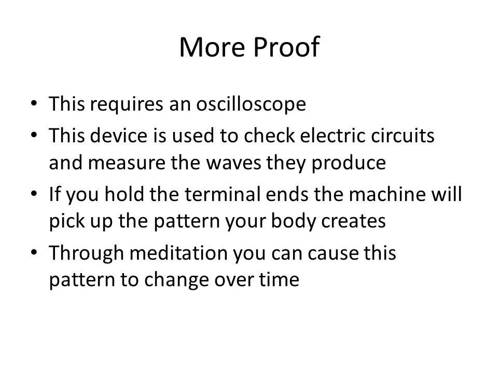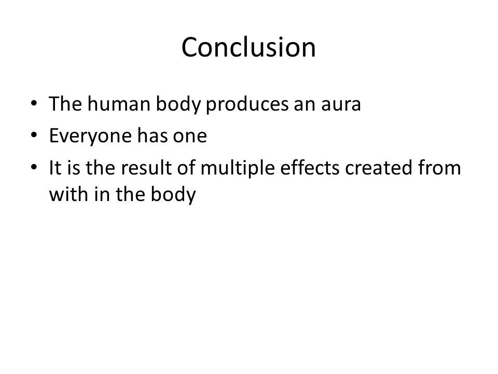My own experience is that the line starts out being very curved and erratic. With enough meditation, the line becomes flat and very stable. It all depends on how much time and effort you put into meditation. In conclusion, the human body produces an aura. Everyone has one. It is the result of multiple effects created from within the body. It's also measurable and predictable, depending on what kind of equipment you use as well.